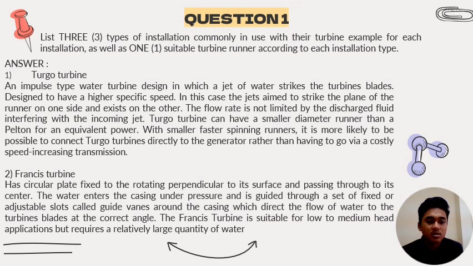The water enters the casing under pressure and is guided through a set of fixed or adjustable slots called guide vanes around the casing, which direct the flow of water to the turbine blades at the correct angle. The Francis turbine is suitable for low to medium head applications but requires a relatively large quantity of water.